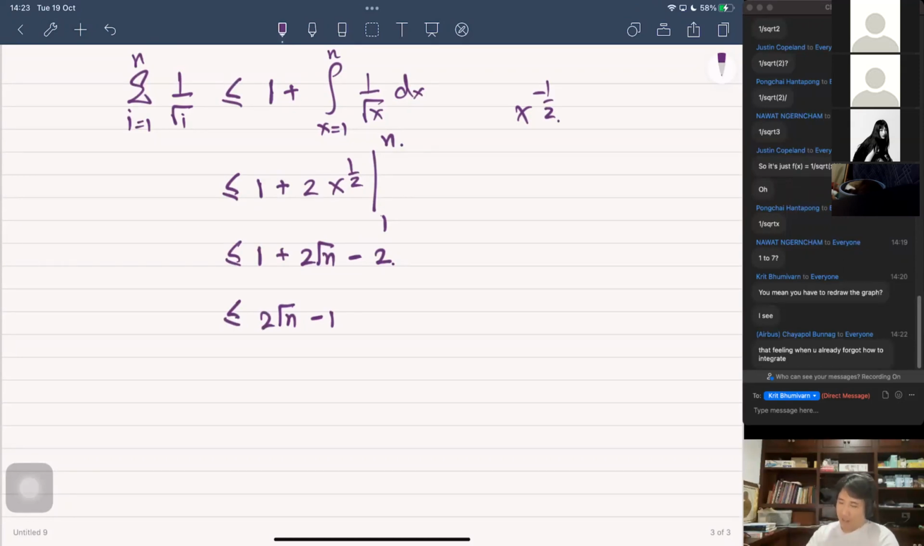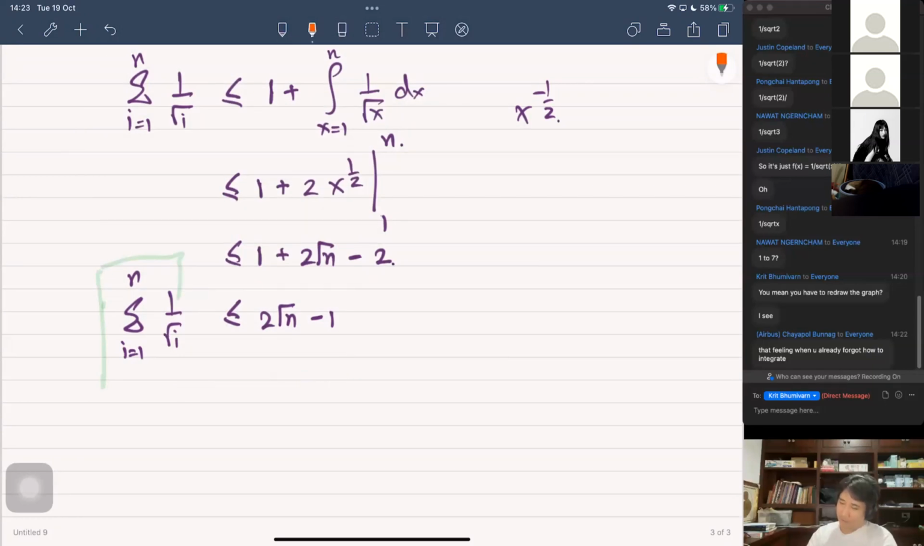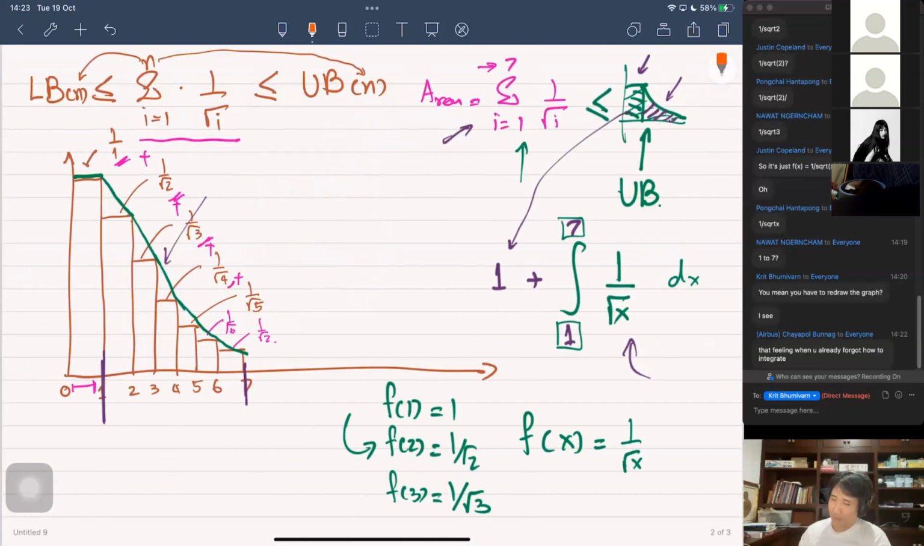Then you get 1. You have another 1, right? You need the lower bound. Any questions so far for the upper bound? I need to change the color. It's not bright enough. Any questions so far for this? If not, we're gonna do the next one.